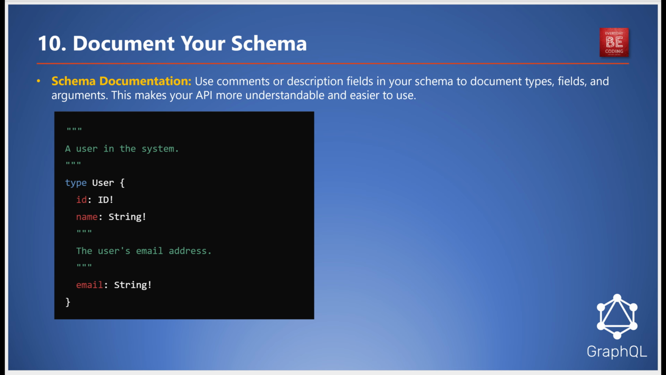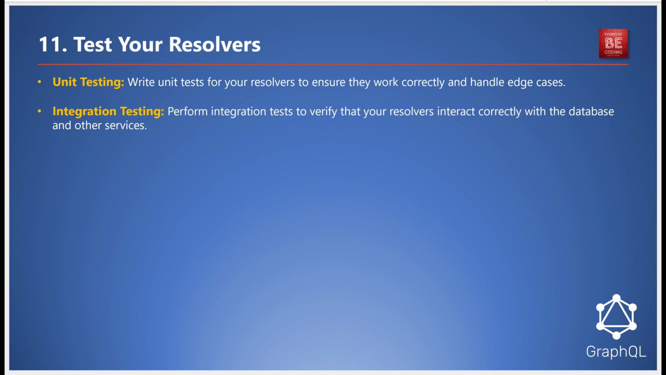Now, testing your resolvers is as critical as writing them. Engage in rigorous unit testing to ensure they function correctly under various scenarios and handle edge cases effectively. Don't shy away from integration testing either. This ensures that your resolvers are communicating accurately with databases and other services, safeguarding the integrity of your API.